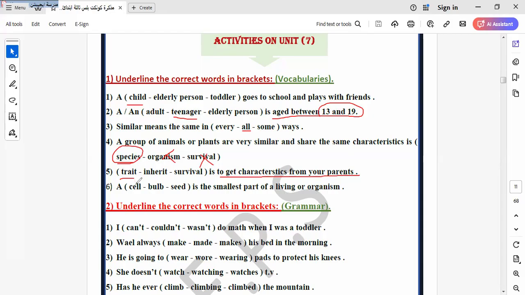Characteristics you get from parents are traits. The smallest part of a living organism will be the cell. Cell here. Let's go to another one.